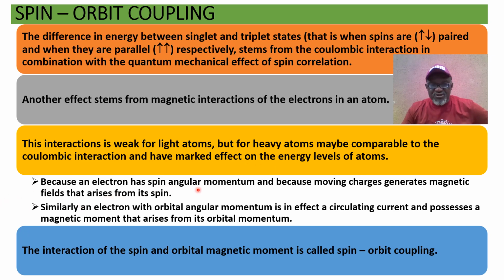Because the electron has spin angular momentum, and because moving charges generate a magnetic field, this arises from its spin. Similarly, an electron with orbital angular momentum is in effect a circulating current and possesses a magnetic moment that arises from its orbital momentum. So the interaction of this spin and the orbit is what we call spin-orbit coupling.